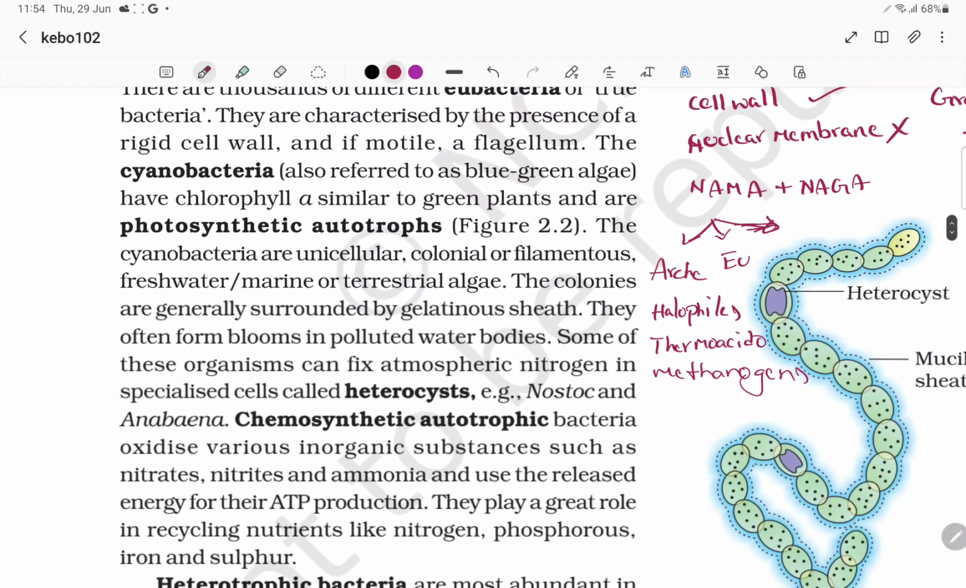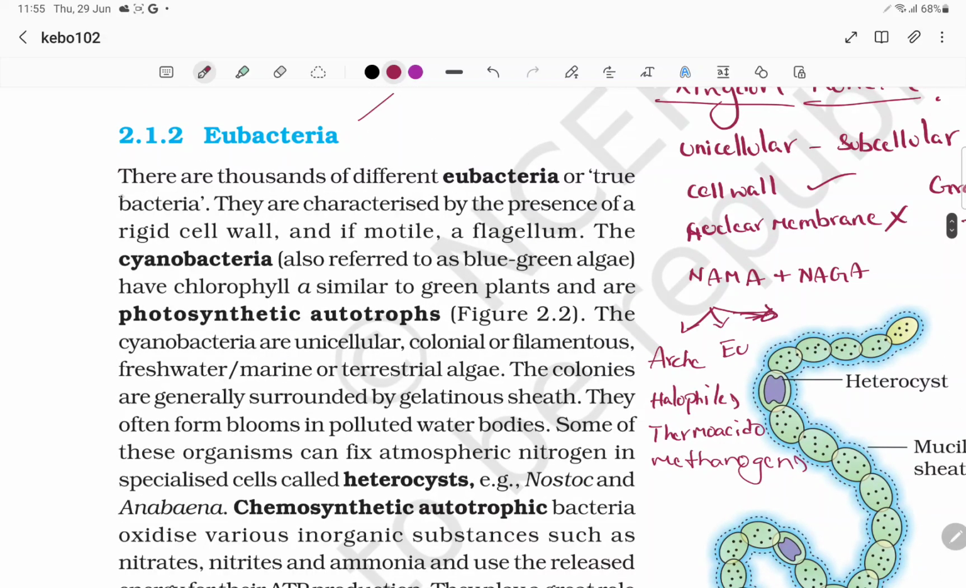Eubacteria. We have already seen the various shapes and sizes of bacteria: cocci, spirillum, vibrio, bacillus. There are thousands of different types of eubacteria, or true bacteria as we call them. They are characterized by the presence of a rigid cell wall, which is made up of peptidoglycan. If motile, they have flagella.